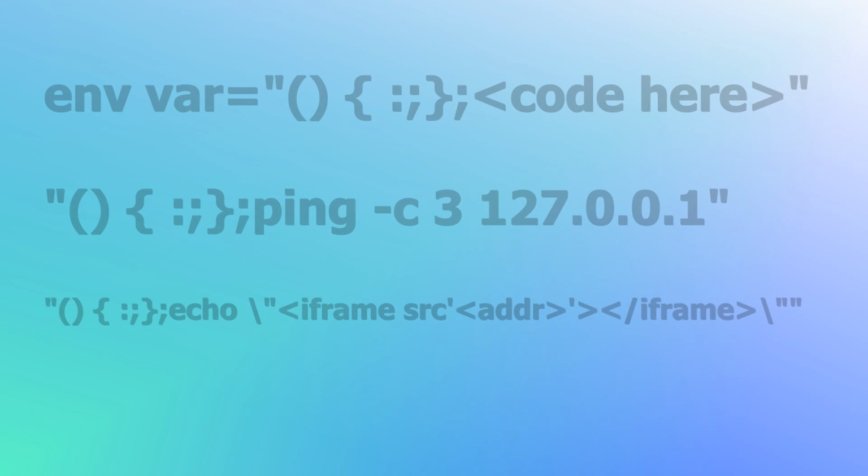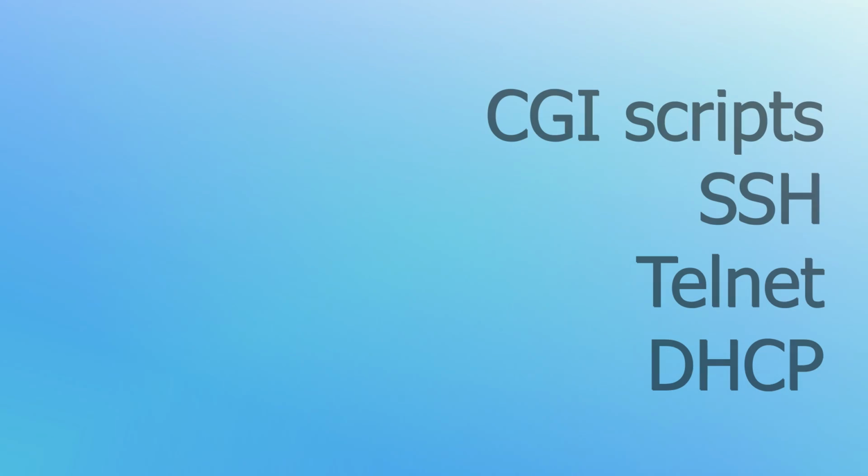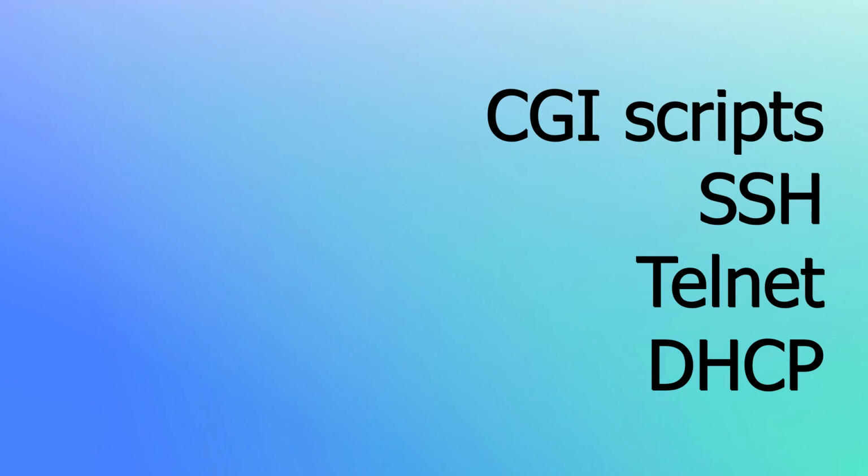The attack is conducted by exploiting environment variables in bash. Arbitrary code can be executed from a function that is placed inside an environment variable. This bug affects anything that uses bash, so things like CGI scripts, SSH, Telnet, DHCP, and many more.